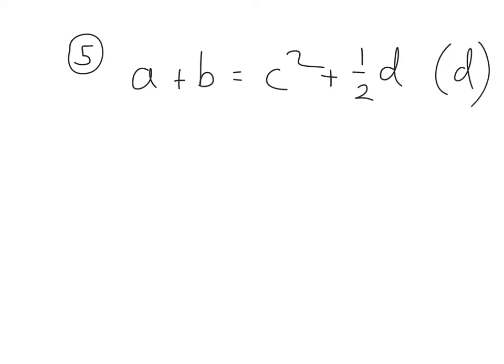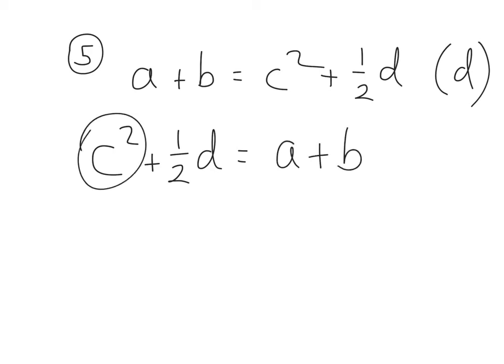Example 5. A plus B is equal to C squared plus half D. Change the subject of the formula to D. So again, same goes. Swap the sides to get going. Get D on the left hand side immediately, along with other things that we'll get rid of. C squared plus half D equals A plus B.